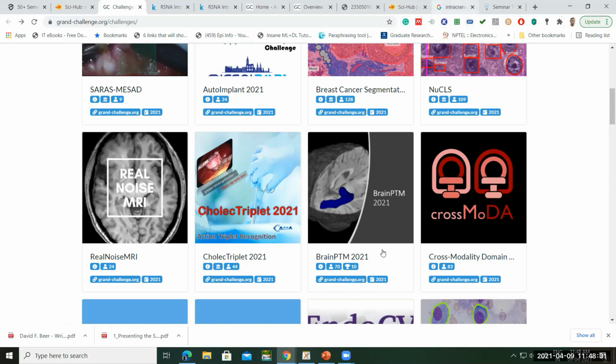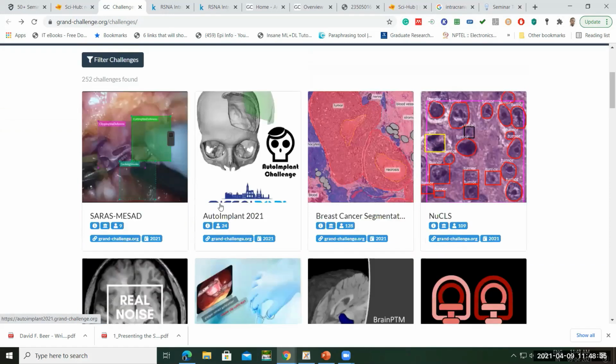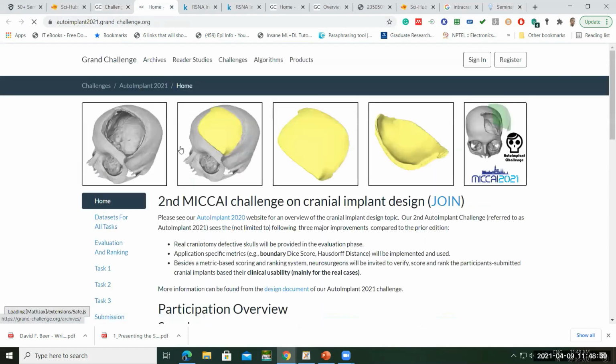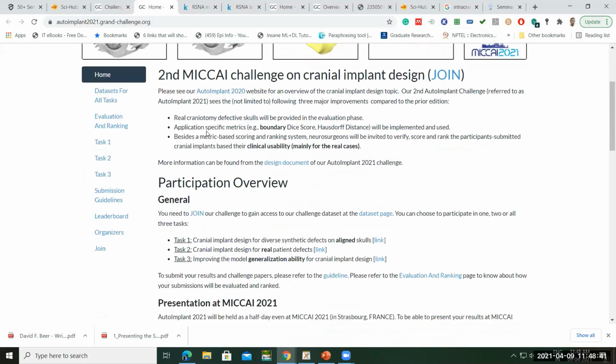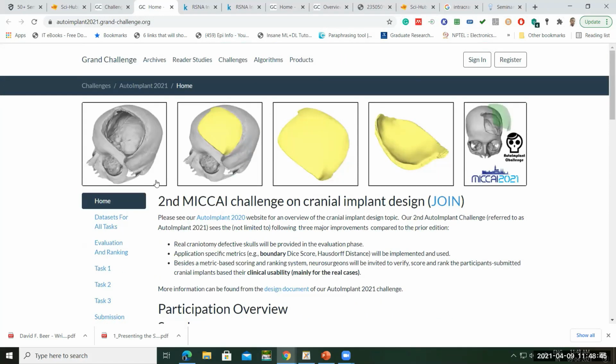So looking at this, let me give you an instance. I saw something here which is so interesting. It's called auto implant. Now look here. I open this. Follow me. Now, if you look here, this is a challenge that is happening. But look at this. What did you notice here? You see a skull, right? Yes, a broken skull. Now we want to design another thing here.